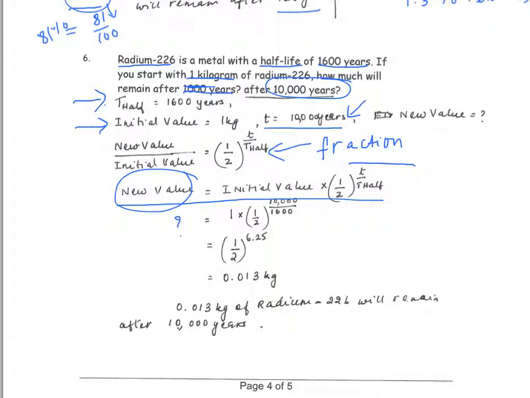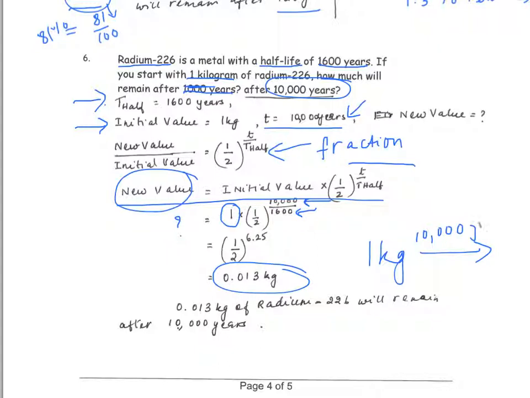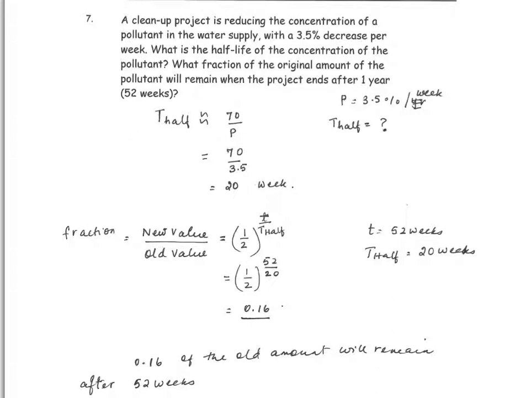What is the new value when the initial value is 1 kilogram and the half-life is 1,600 years, and we're trying to figure out how much of that 1 kilogram remains in 10,000 years. So when we simplify it, the answer is 0.013 kilograms. So we start off with 1 kilogram of the substance. Time passes. 10,000 years pass, and what we are left with is about 0.013 kilograms.